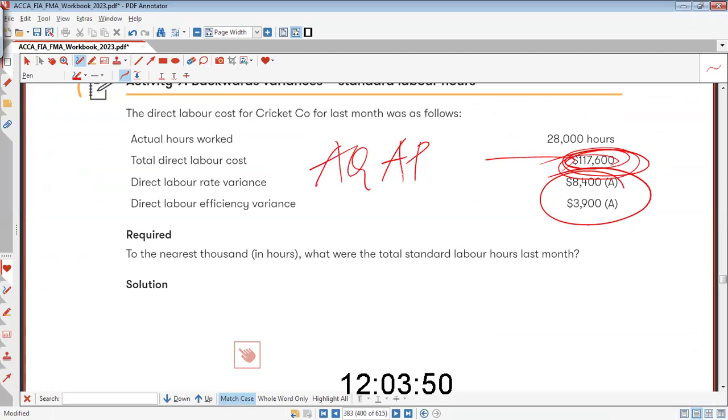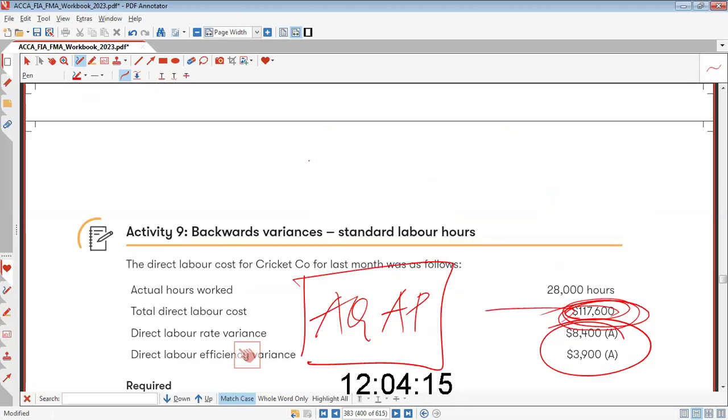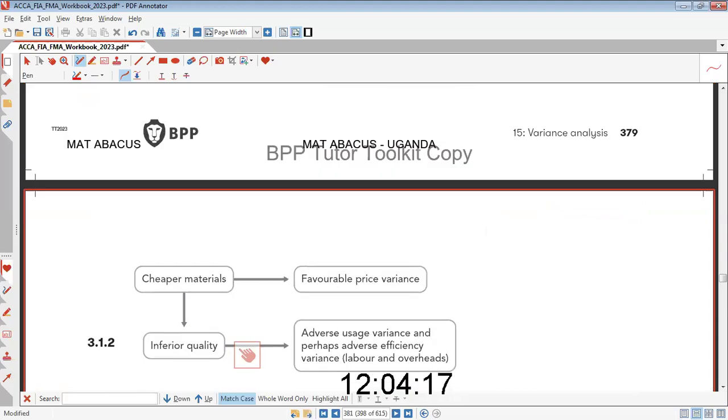The professor was using the 117,600 actual quantity when doing the rate variance. I'm saying AQ, AP, this entire box is 117,600. Remember when we were picking it earlier in the previous example? Let me show you.